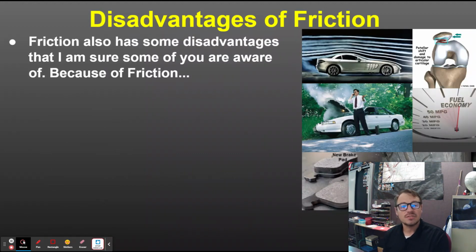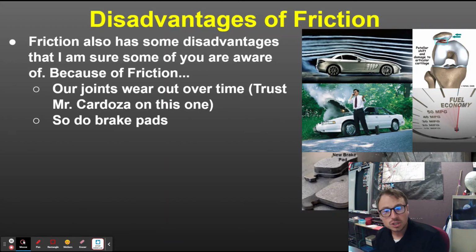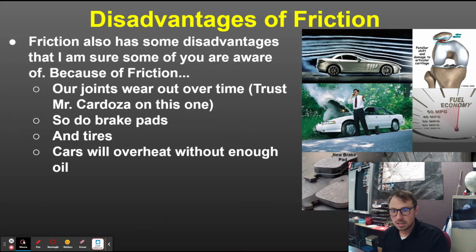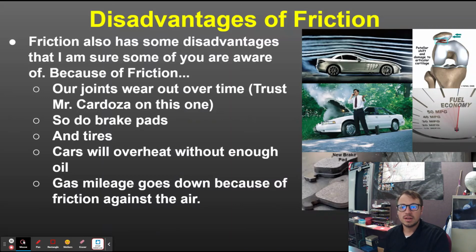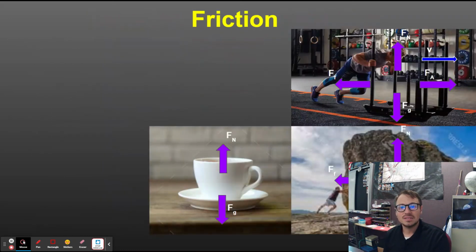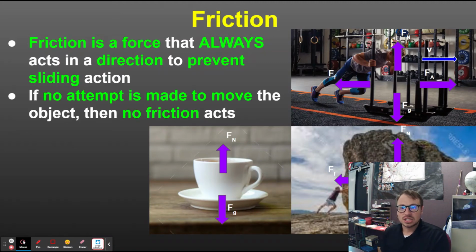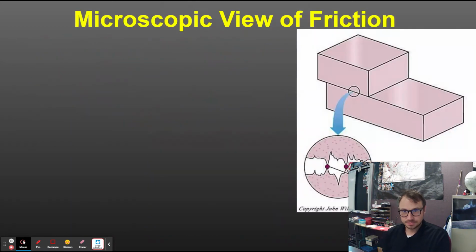Now, there are some disadvantages to friction. Because of friction, our joints wear out over time, and you can trust anyone over the age of 30 on this one. So do brake pads and tires. Cars will overheat without enough oil. Gas mileage goes down because of friction against the air. Friction is both necessary but also has a lot of disadvantages. Friction is a force that always acts in a direction to prevent sliding action. If no attempt is made to move the object, then no friction acts.